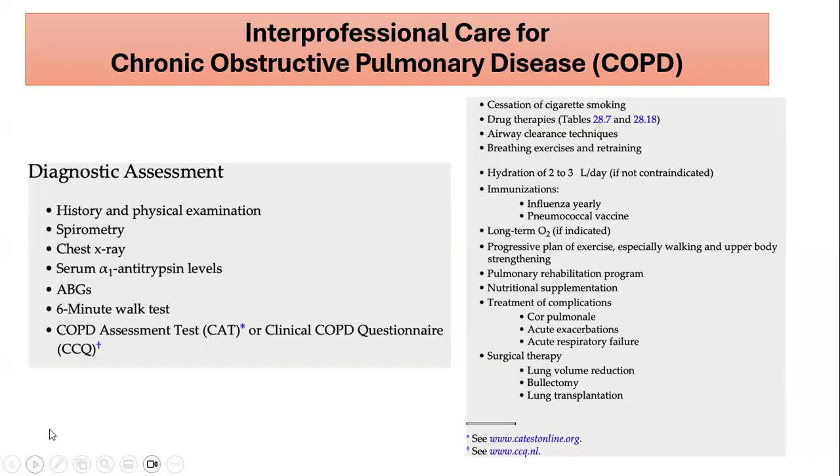We need to collaborate on long-term oxygen's use if it is indicated, and also making progressive plan for patients' exercise, especially walking and upper body strengthening. And also, we need to be aware about the treatment of the complications and also the surgical therapy that may need it based on every patient's condition.